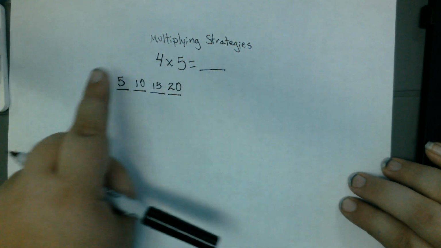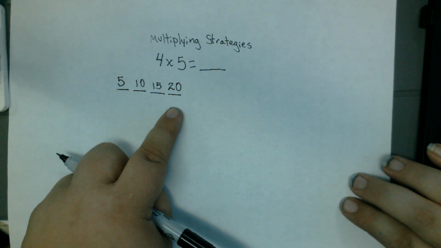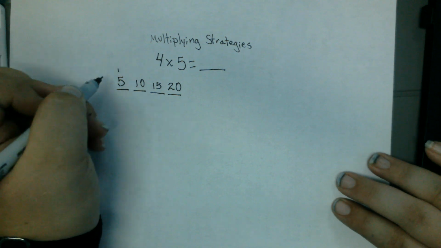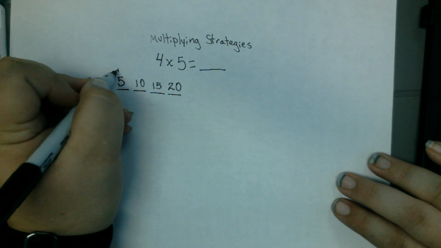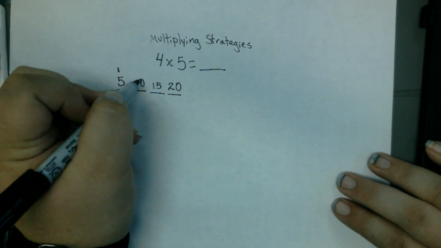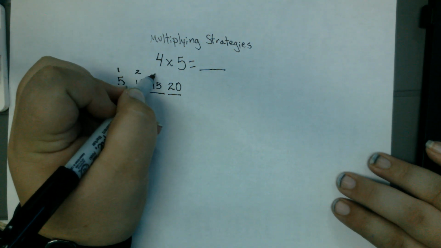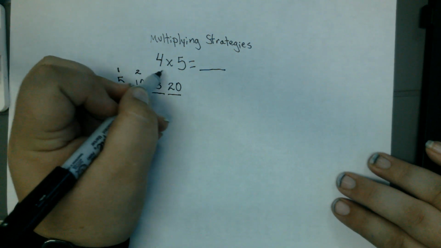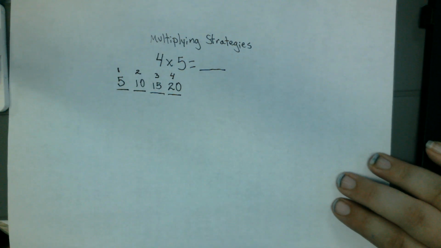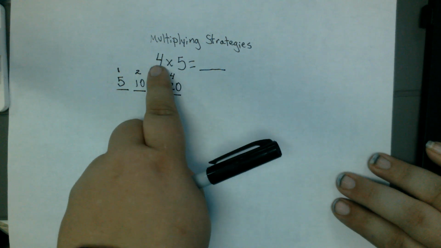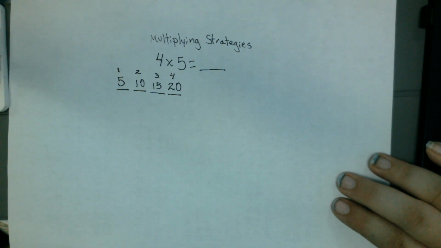answer. I do also have a student, and some of them will count by 5s, and each time they count, they'll mark it as 1. So they'll say 5, 1, 10, 2, 15, 3, 20, 4. That way they also keep track in this way of how many times they have counted.